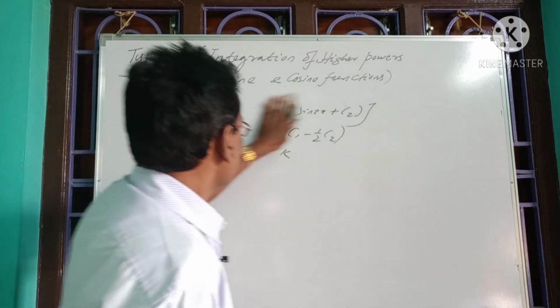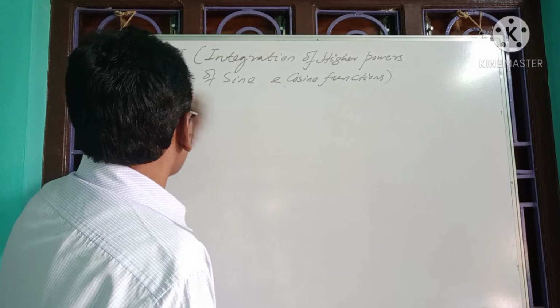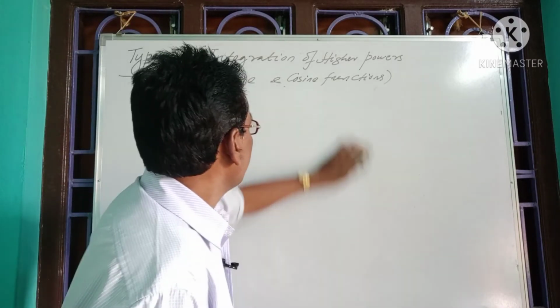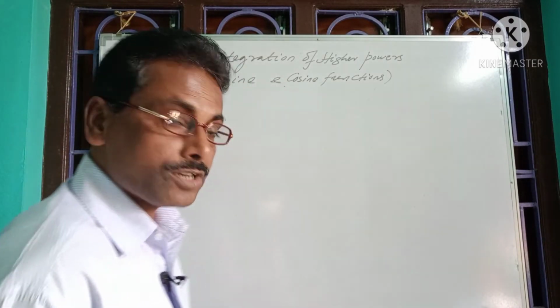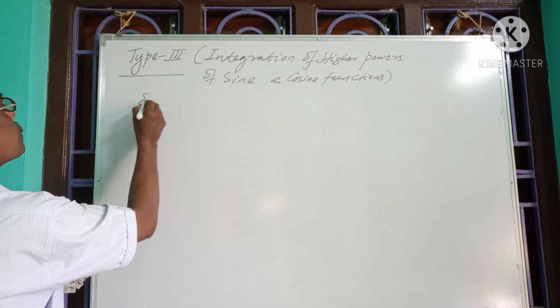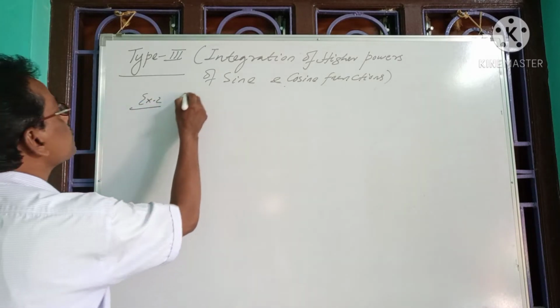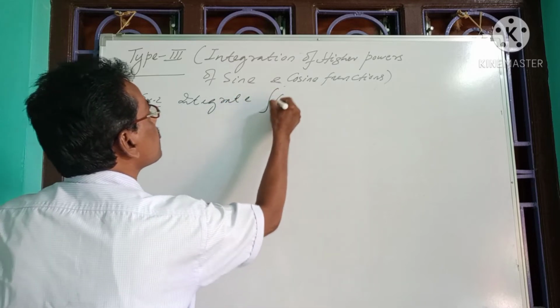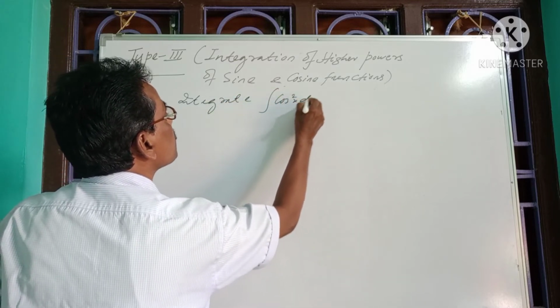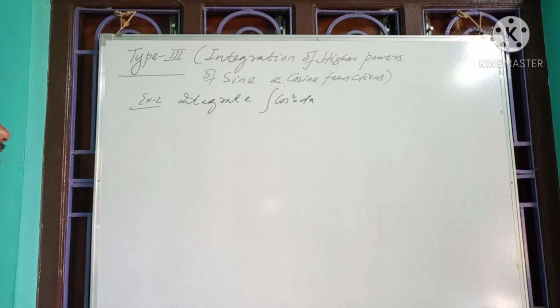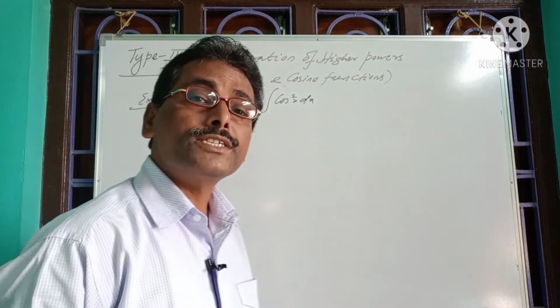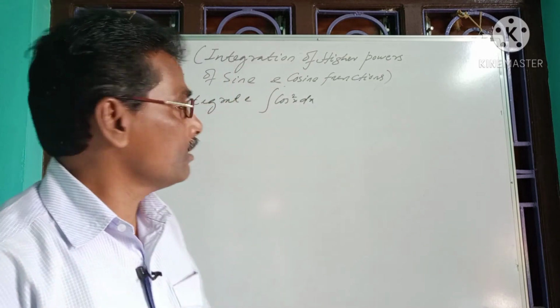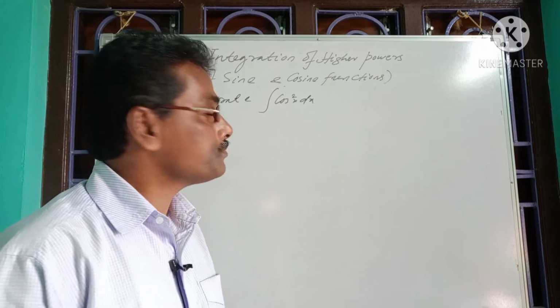Now let us solve the second problem in the process of integration, that is, example 2. Let us consider example 2. In this problem we have to integrate cos square x with respect to x. Cos square x is a higher power of a cosine function. It is not directly integrable.